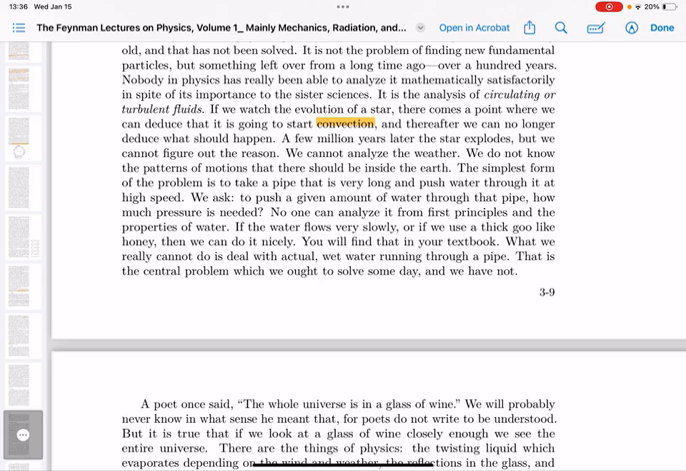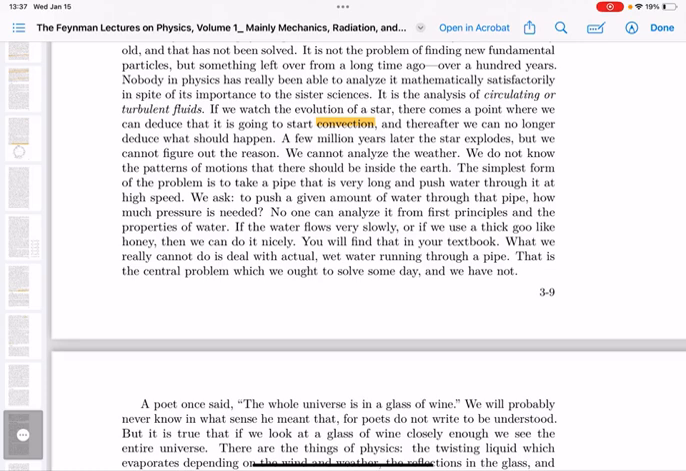And therefore, and thereafter, we can no longer deduce what should happen. A few million years later, the star explodes, but we cannot figure out the reason. We cannot analyze the weather. We do not know the patterns of motions that there should be inside the Earth.